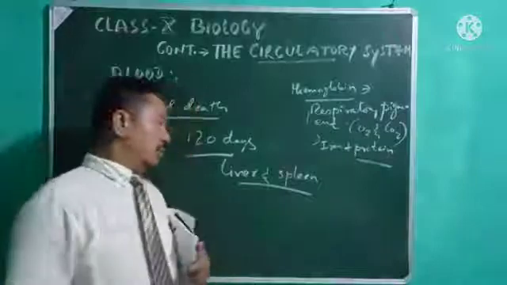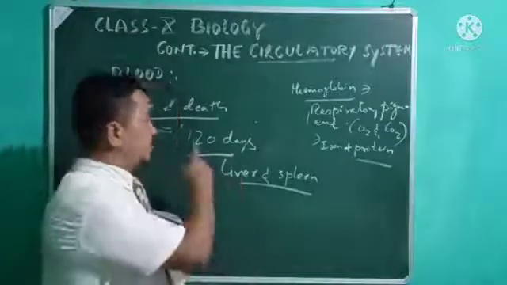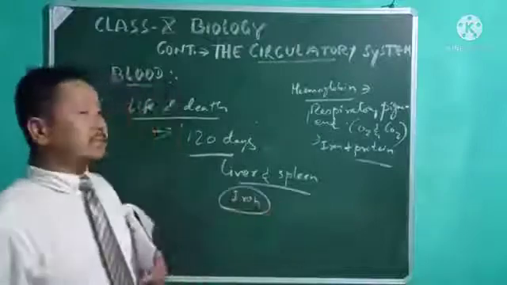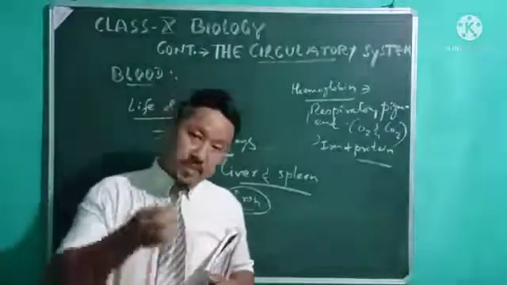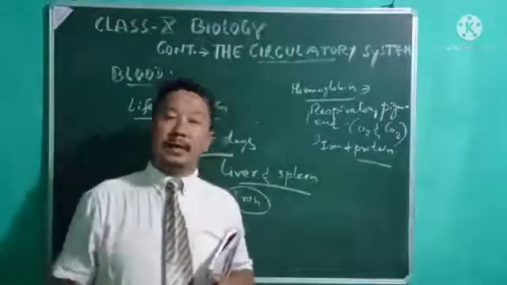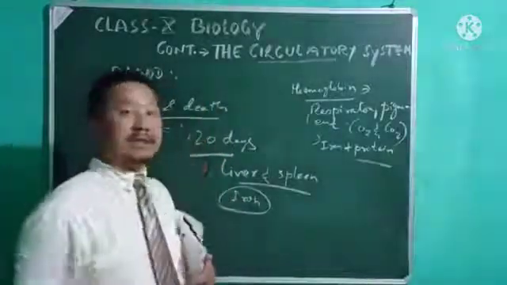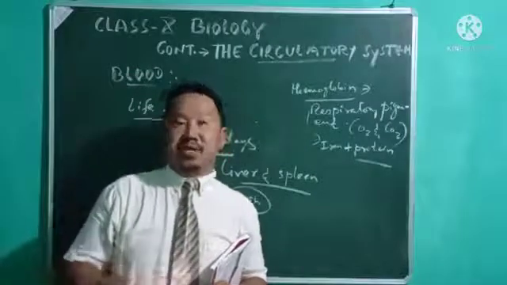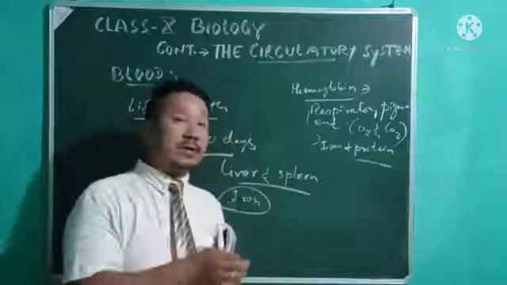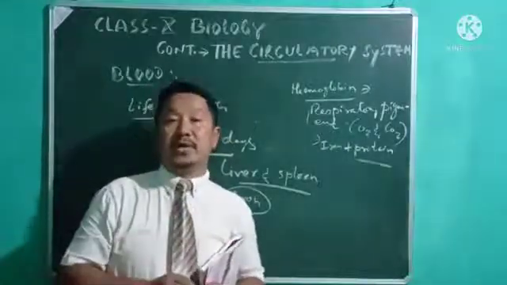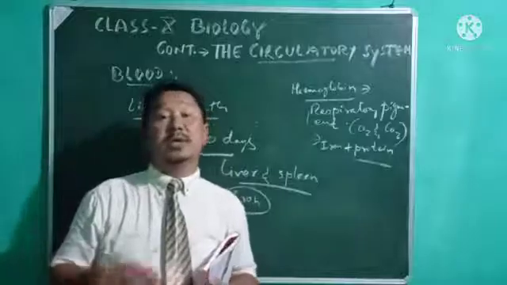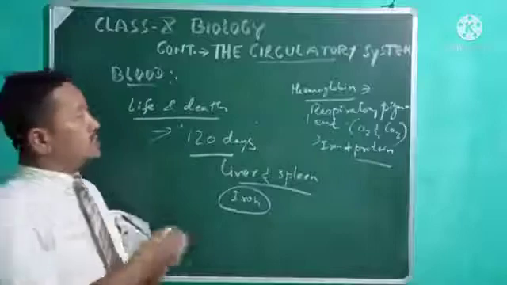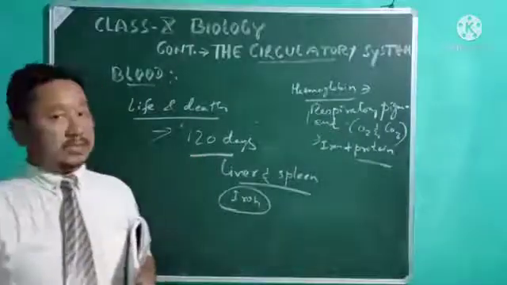When they are destroyed, as you all know, they contain iron also. So this iron content of RBCs is retained by the body, and the rest of the RBC is excreted through the liver or spleen in the form of waste called bilirubin. So this is how it happens. This is all about your RBC.